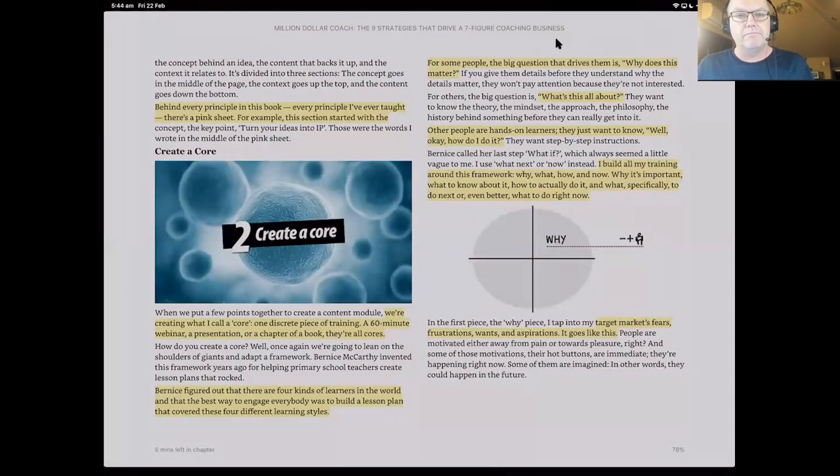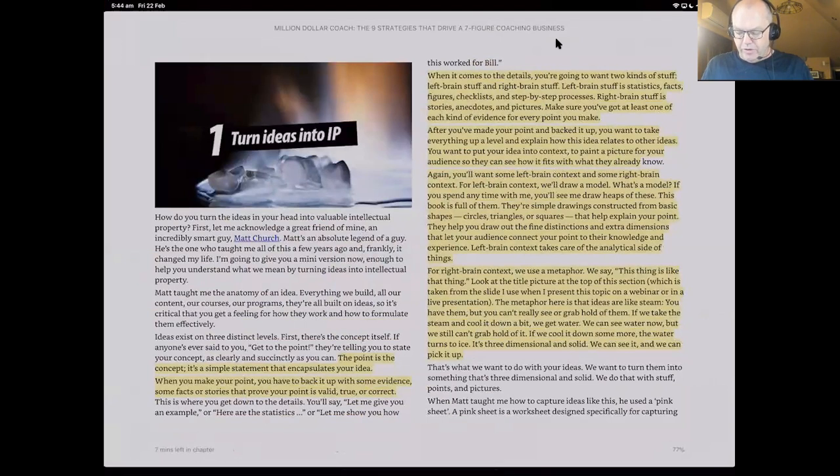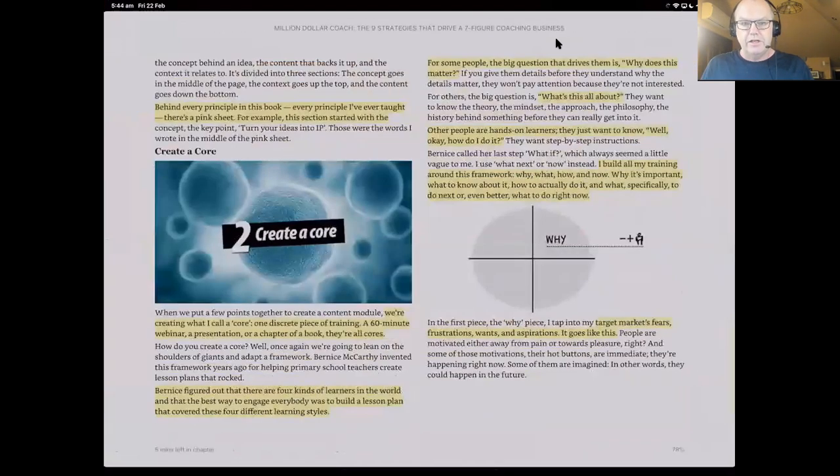So let's get back to our area. Step one is turn ideas into IP. It's sort of like an introduction. And there's something about these pink sheets that potentially will become important. Who knows, right? So I've created a ticket. That's it. All right, cool. Let's keep going. When we put a few points together to create a content module, we're creating what I call a core, one discrete piece of training, a 60-minute webinar presentation or chapter of a book. They're all cores.